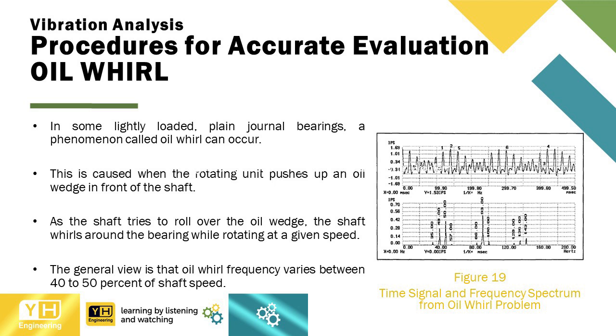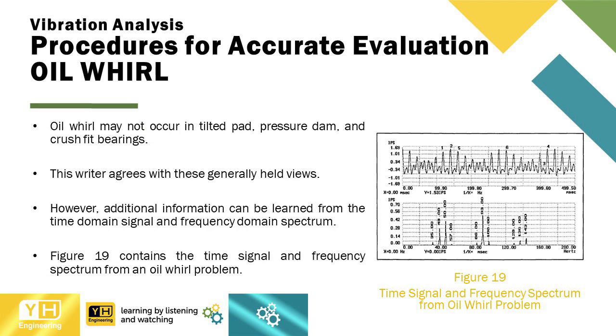As the shaft tries to roll over the oil wedge, the shaft whirls around the bearing while rotating at a given speed. The general view is that oil whirl frequency varies between 40 to 50% of shaft speed. Oil whirl may not occur in tilted pad, pressure dam, and crush fit bearings. This writer agrees with these generally held views.